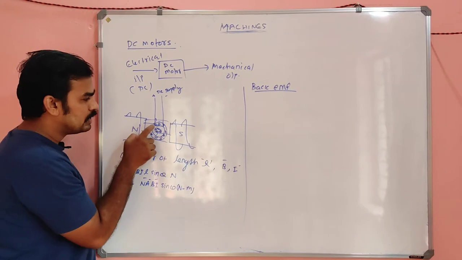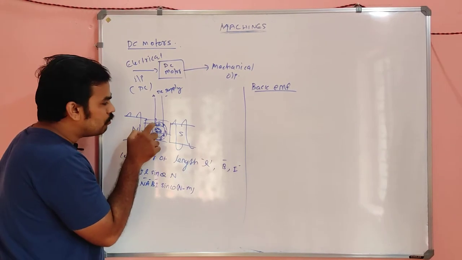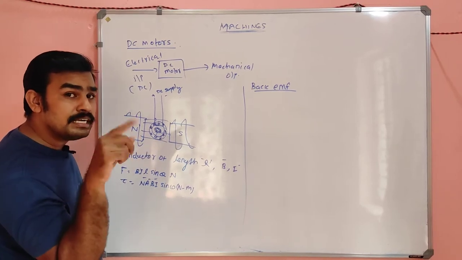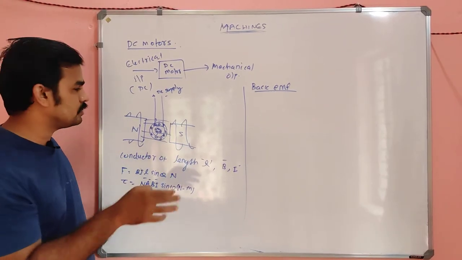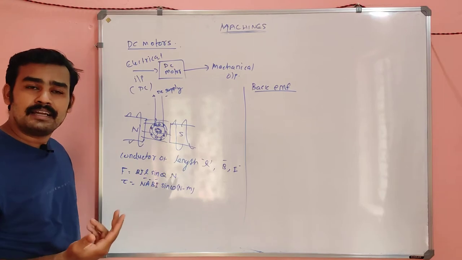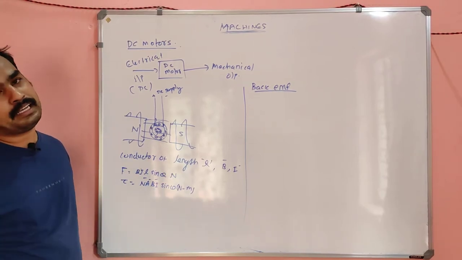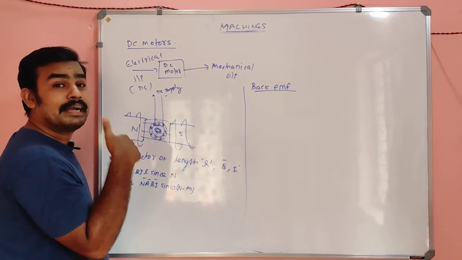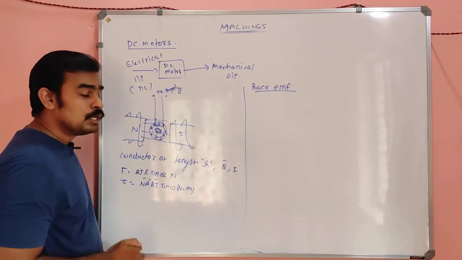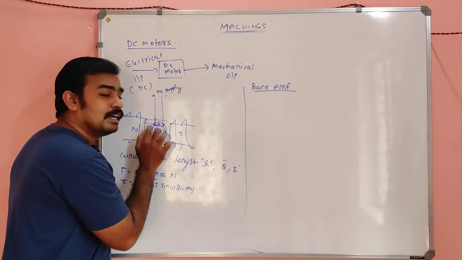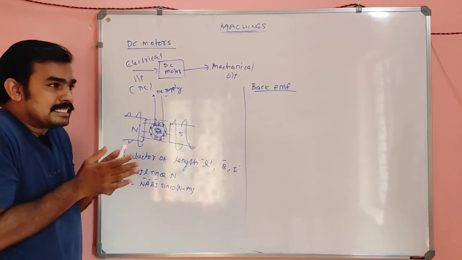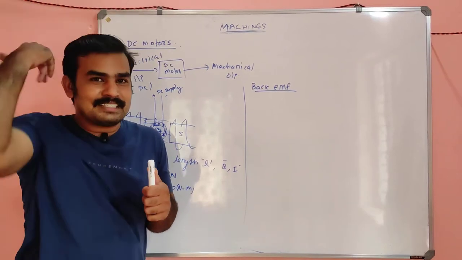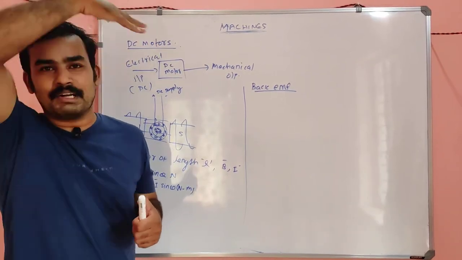So here also, around these armature conductors, there will be a magnetic field. That magnetic field is continuously changing in nature because the inside current is sinusoidal. It is time varying. So that magnetic field is also continuously changing. So now these rotor conductors are situated in a time varying magnetic field around them, correct?